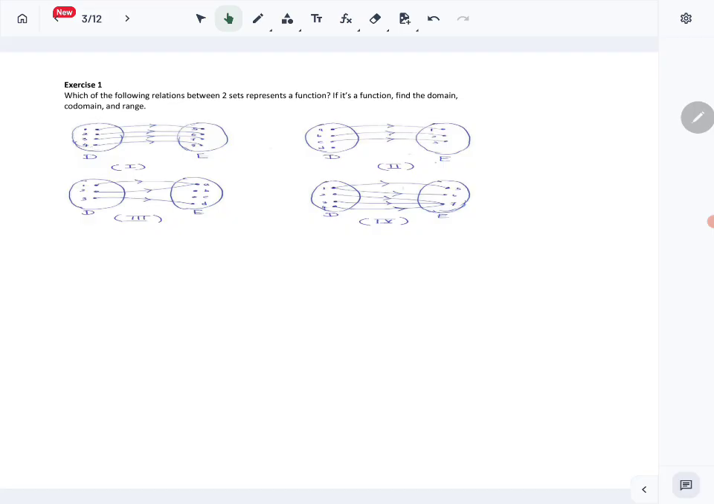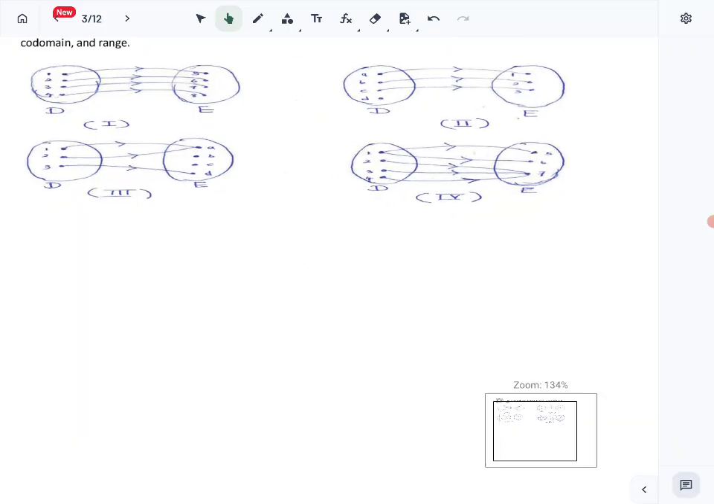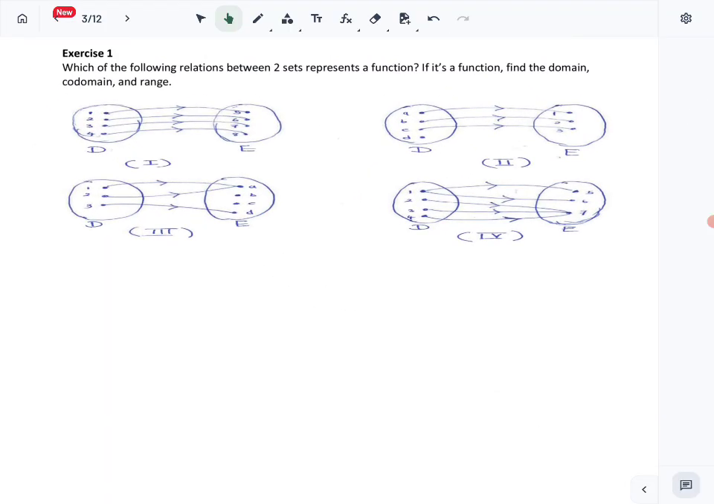So let's look at exercise 1. Which of the following relations between two sets represents a function, right? So first of all, we need to decide whether this is a function or not. If it is a function, we need to find the domain, codomain, and range, right? So let's look at the first one, this one, right?